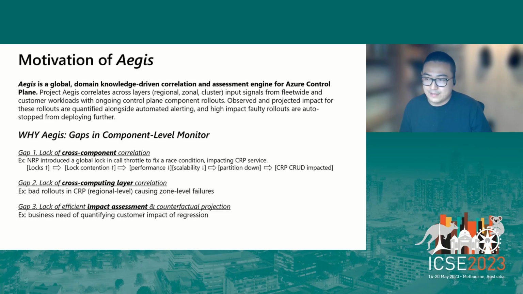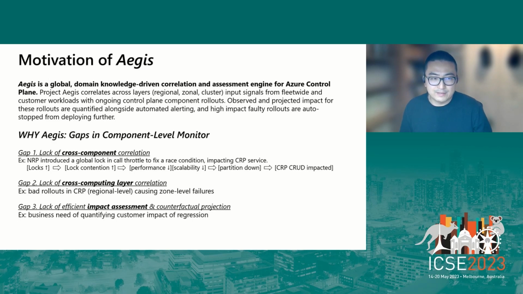The second gap is a lack of cross-computing-layer correlation. Because of the complexity and interconnected nature of the Azure system, one component's defective change may interrupt another dependent component's service, where the two components may not necessarily operate and reside in the same computing layer. For example, a bug in the regional CRP service may cause zonal-level failures for zonal components.